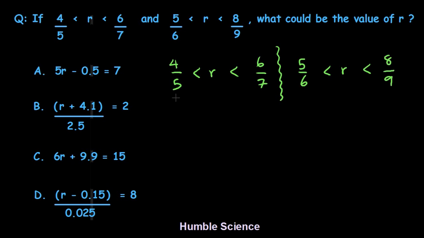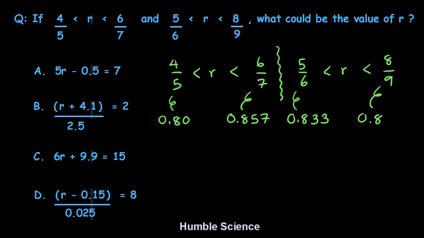We can try converting these fractions into decimals to make it look easier. And here we will have 0.80, and here 0.857, and for here 0.833, and also 0.889. To make this a little more clear, we can plot all these decimal numbers on the number line.